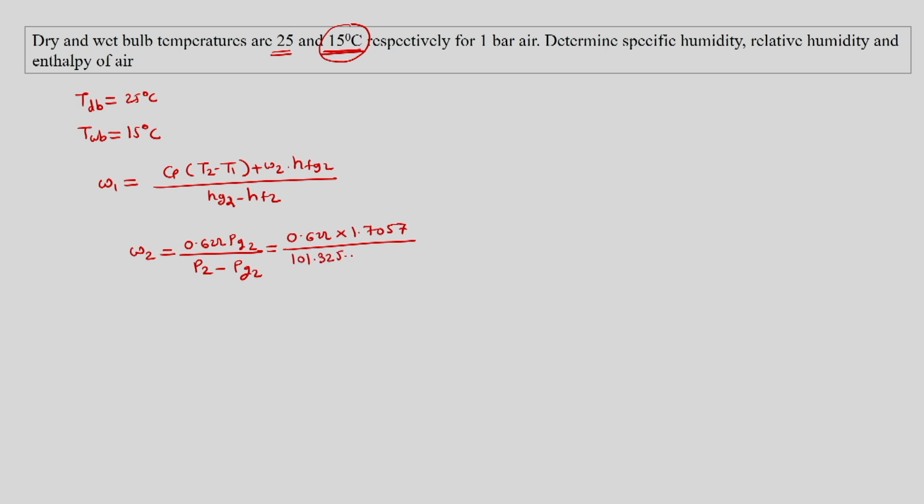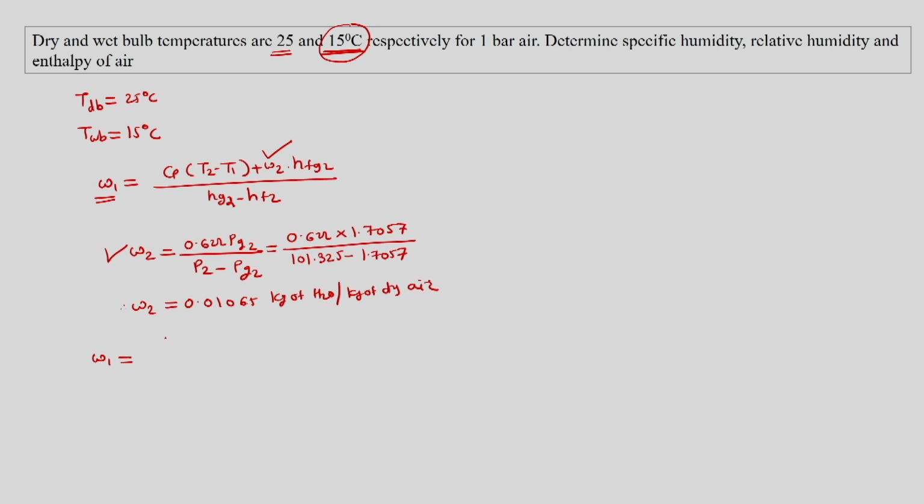and this is equal to 101.325 kilopascal minus 1.7057. So the saturation leads to the specific humidity of air for 15 degrees Celsius as 0.01065 kg of water per kg of dry air. Then this omega 2 will be used over here to find out omega 1.